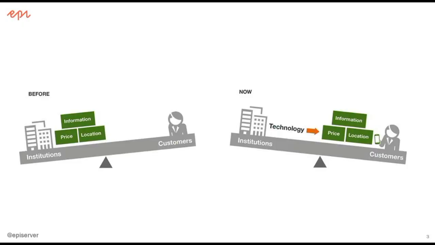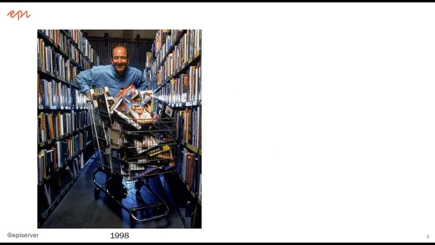Many of you may have seen this before. If you haven't, it's pretty obvious that customers now have a lot more power than they did in the past. They have access to information, product data, price, location, for consumers. And one of the guys who's taken most advantage of this is Jeff Bezos.